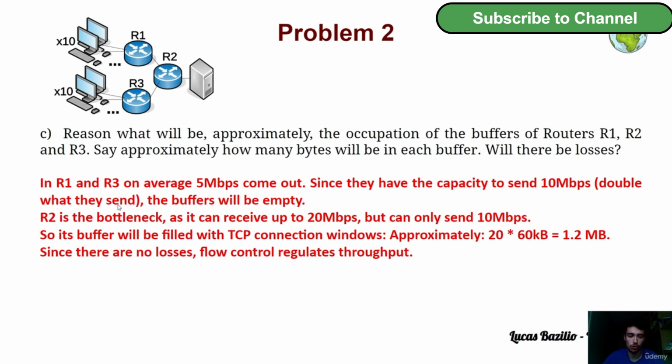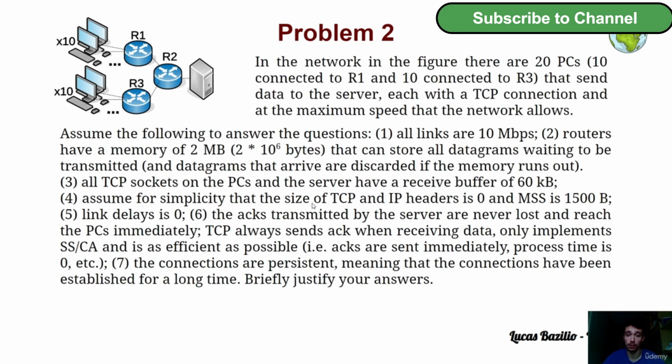Okay, all of the solution. Again, the R1 and R3 routers will have their buffers empty. R2 will have an occupation buffer of 20 multiplied by 60 kilobytes, which is 1.2 megabytes, and there will be no losses, and so the flow control is going to regulate the throughput. With this, we solve this question C.